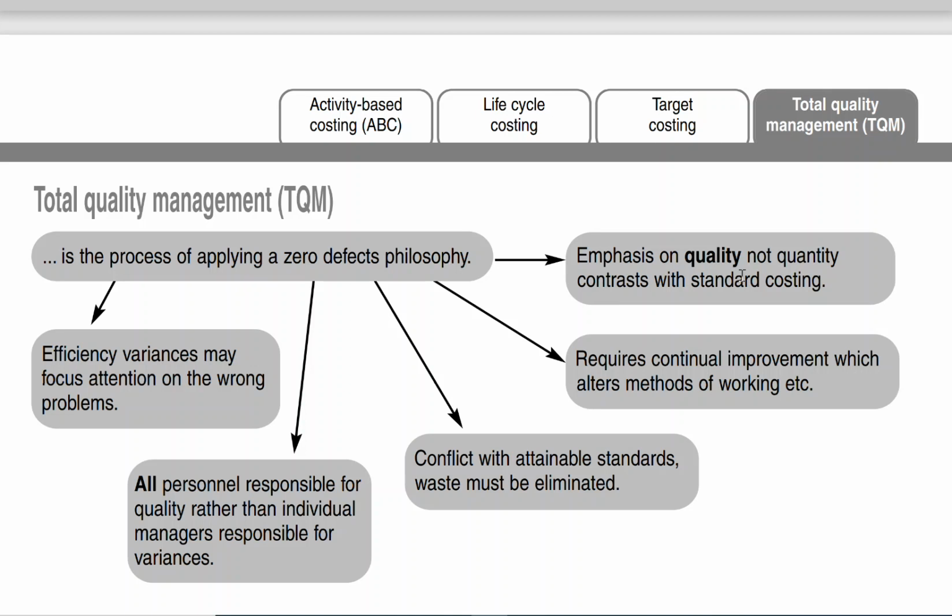These topics are explained in detail in F5. If you want to know about it in more detail, I've already done F5, so you can look at those lectures. So this is it for alternative costing.